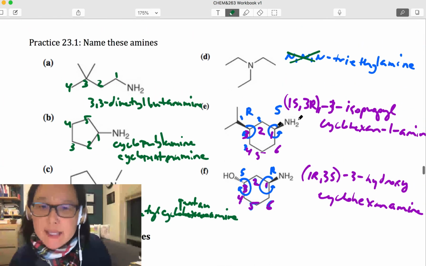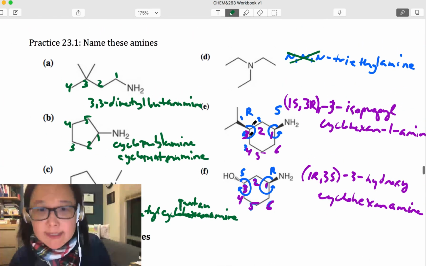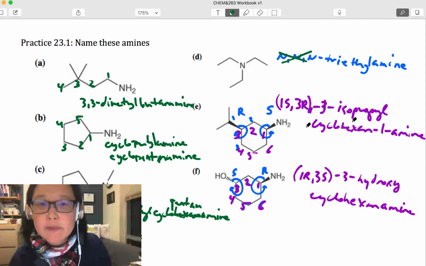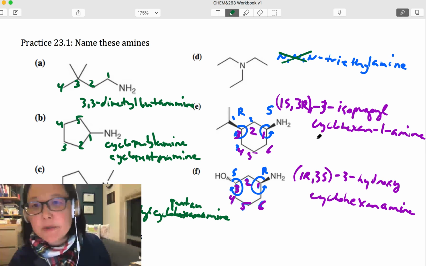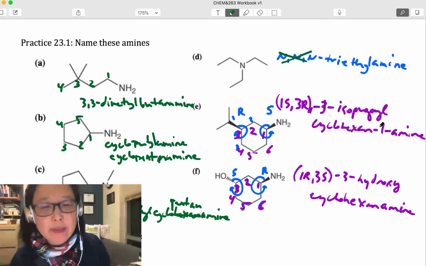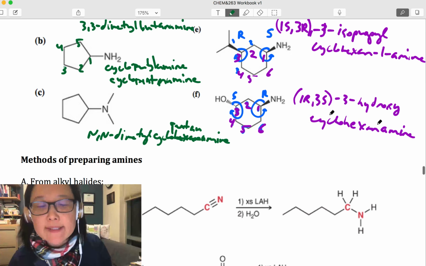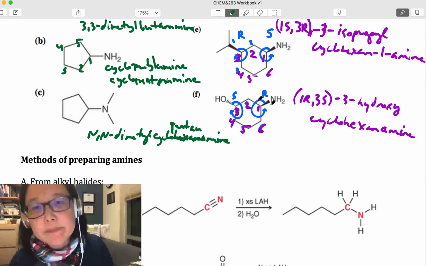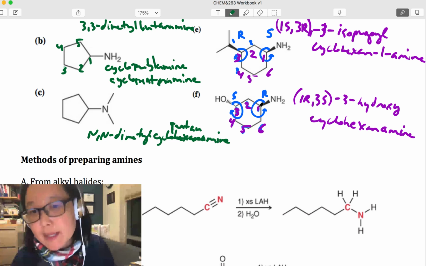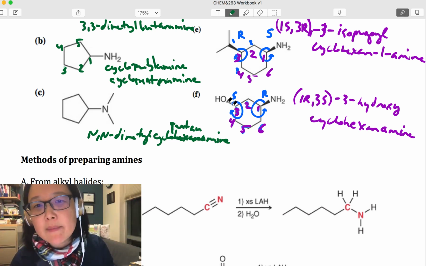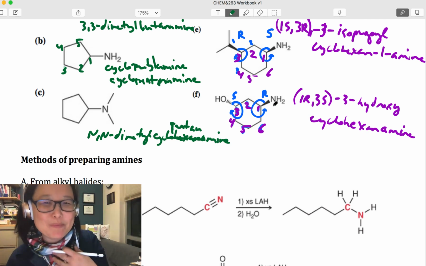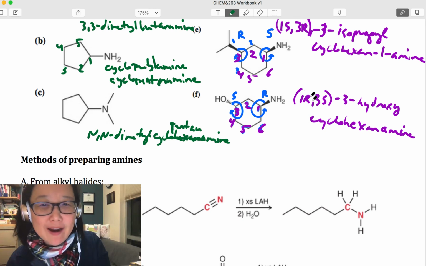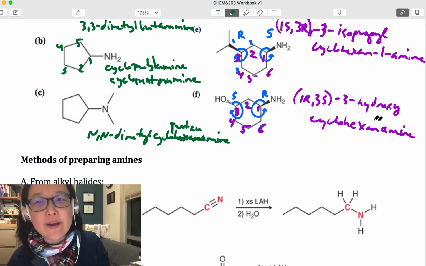All right, so I'm going to name this as an amine. So this is a cyclohexane amine, right? But it's 3-isopropyl. And since I have 2 chiral centers, I'm going to specify 1S, 3R, 3-isopropylcyclohexane-1-amine, or you could take out the 1, cyclohexanamine. And then this last one is going to be similar. Now here I can name it as a 3-aminocyclohexanol, or I could name it as a 3-hydroxycyclohexanamine. And since we're in the amine chapter, I'll just pay homage to the amine. We'll say 1R, 3S, 3-hydroxycyclohexanamine.